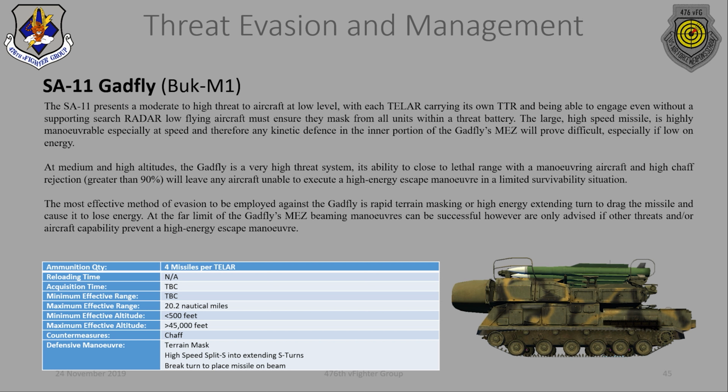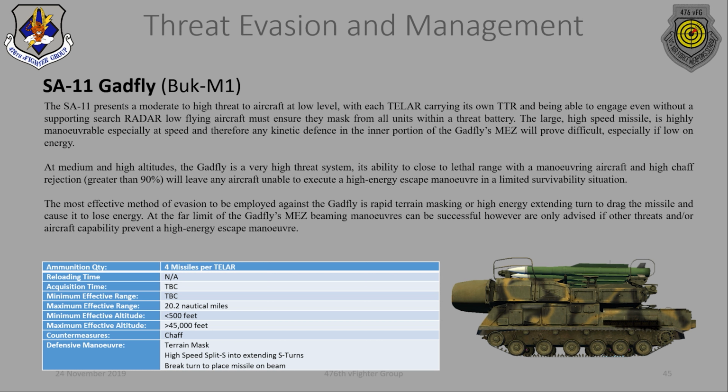Okay, semi-active systems then. So, first one we see in DCS is the SA-11. Quite a high threat, to be honest with you. When we did the testing in the early days, we couldn't really get the acquisition time down, so that's not effective. We've not really got that in there. Likewise, minimum effective range. We couldn't really establish that, so if anyone has that, please feel free to share.